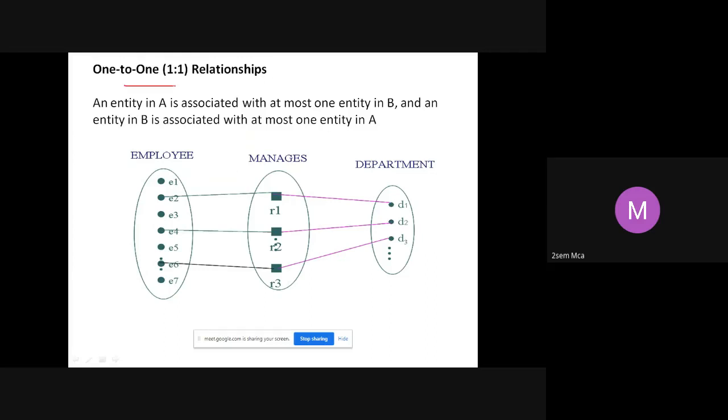1 to 1 relationship means what? An entity in A is associated with at most one entity in B, and an entity in B is associated with at most one entity in A. That is your 1 to 1 relationship. Look here. Employee manages department. Only one employee can be associated with one department. That means only one employee can be a manager to only one department, 1 to 1. I cannot have two employees managing the same department. I cannot have one manager.